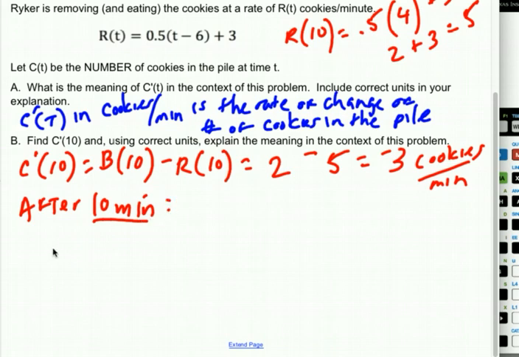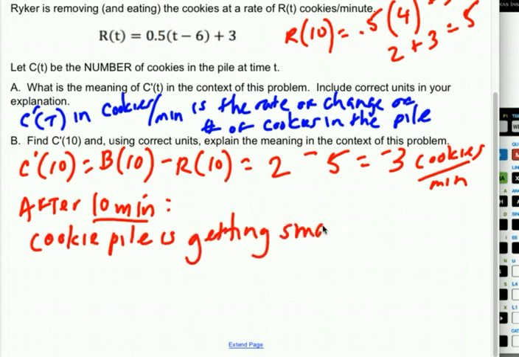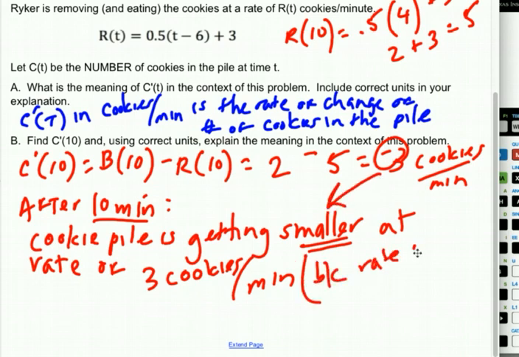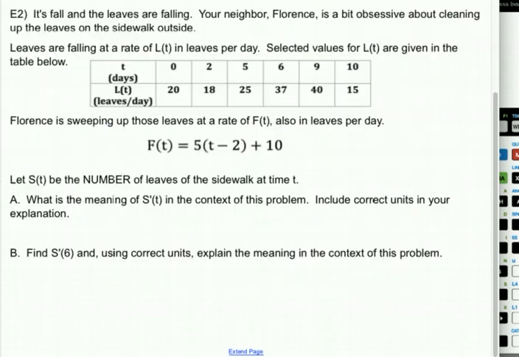So when I explain this in words and explain the context, after 10 minutes, the cookie pile is getting smaller, because Riker's eating more, at a rate of 3 cookies per minute. So it's getting smaller because the rate is negative 3. Meaning that essentially every time Bailey delivers 2 cookies, Riker eats 5 cookies, and the net rate of change at that moment is 3 cookies per minute in the negative.